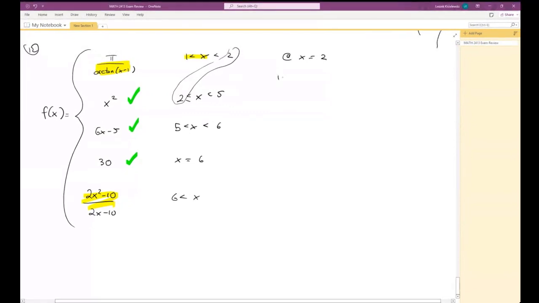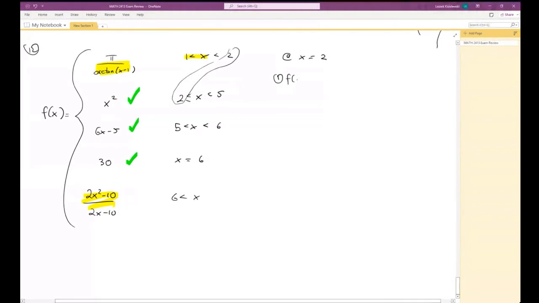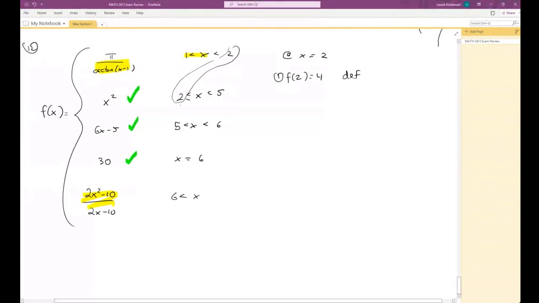Well, number 1, is the function defined at 2? Yes. So f of 2 is equal to 4, so it's defined. X equals 2 right there, so we would just use this piece. So 2 squared is 4. All right, number 2, does the limit exist?